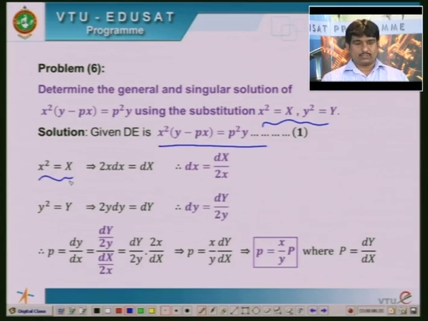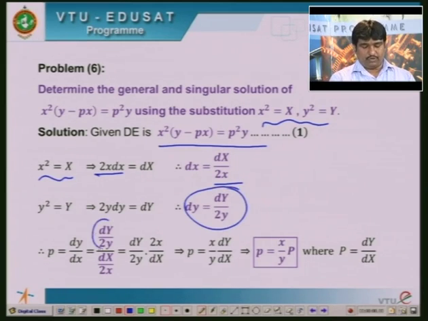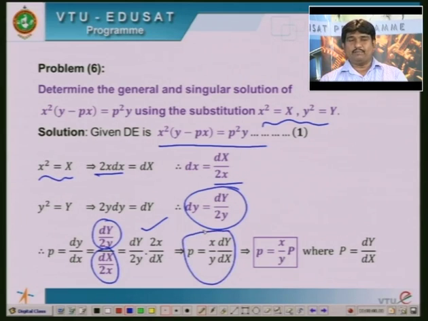Small x square equals capital X, so its differential is 2x into d small x equals d capital X, which implies d small x equals dX divided by 2x in terms of small x. Similarly, dy becomes d capital Y by 2 into small y. Now p equals dy by dx, substitute for dy and dx, which can be written as d capital Y by 2y into 2x divided by dX. Therefore, p equals, cancel 2, small x by y into d capital Y by d capital X.